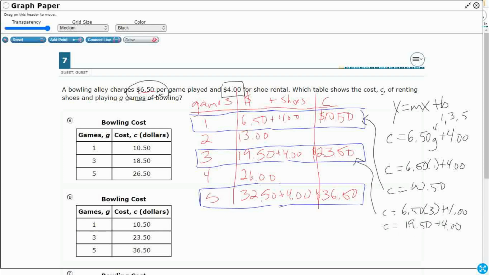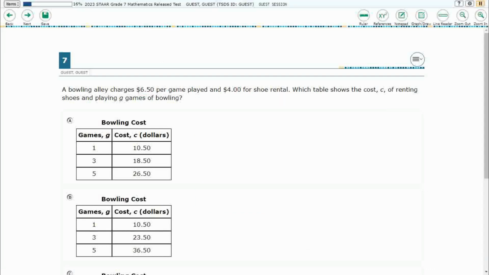And then finally, you could have done C equals 6.50 times 5 plus 4. And that would have gotten you $32.50 plus 4, and that's that $36.50. So that's another faster way to do it if you recognize this as your slope-intercept form, but you can also just work it out on the table. So my answer here is going to be B.